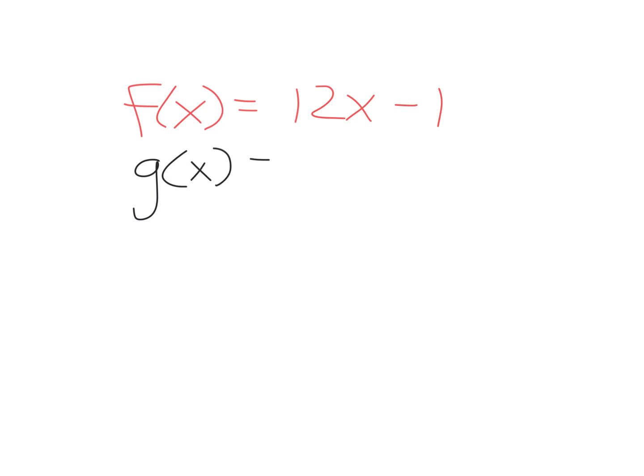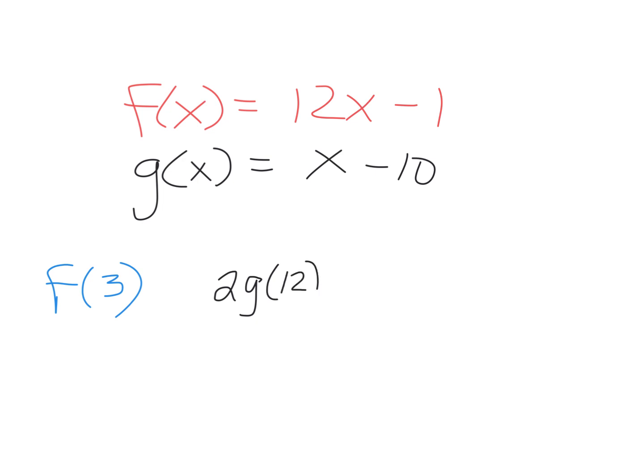F of x is 12x minus 1. G of x is x minus 10. This time I'm going to give you 4 problems. F of 3. Calculators are totally allowed. 2 g of 12. And the third question, g of x is 20.